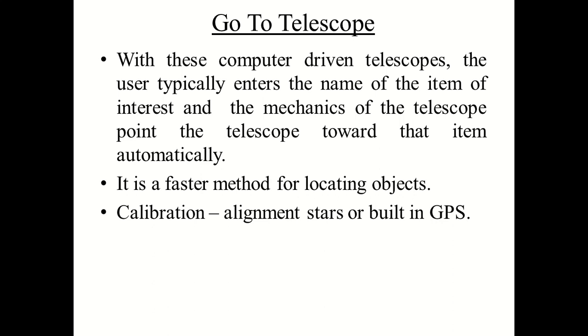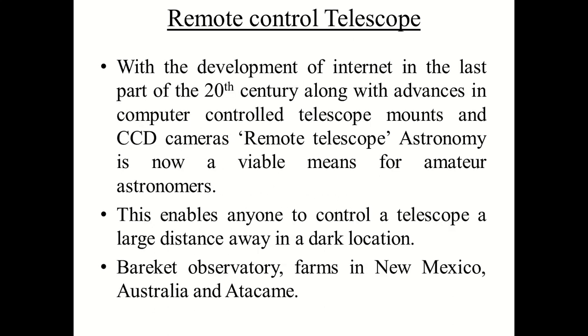It is calibrated using alignment stars to provide accurate tracking and positioning. A built-in GPS facility enables the calibration. So that is the GOTO telescope. Another method is the remote control telescope.